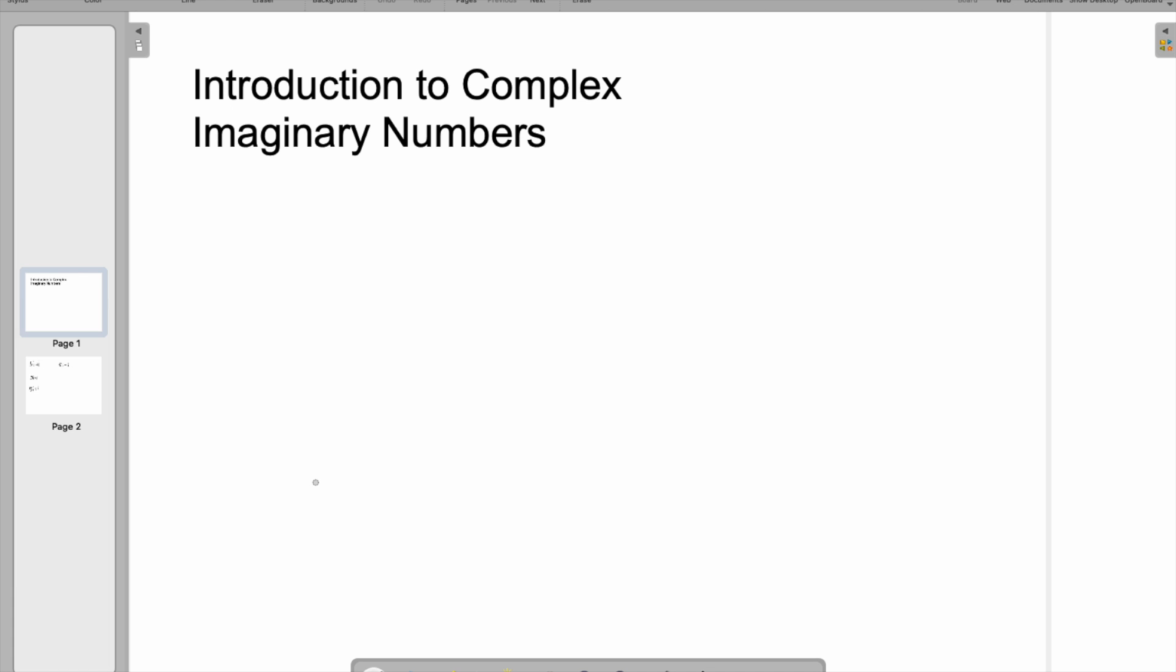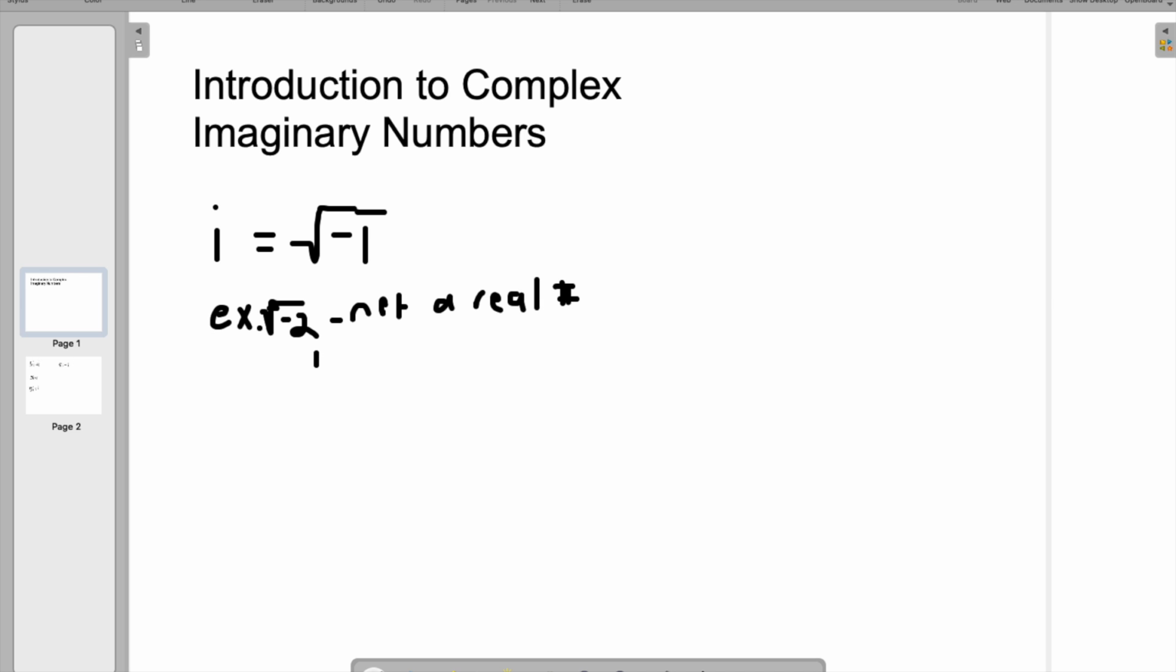In this lesson, we'll be learning about complex imaginary numbers. So a complex imaginary number is just i, which is the standard one, and it's equivalent to the square root of -1. An example is when you have the square root of -2. It's not a real number because a square root can't be negative. However, you can also rewrite it as square root of 2i.